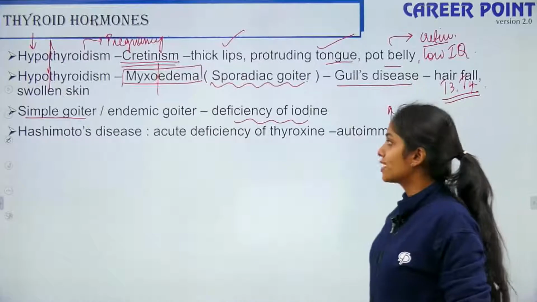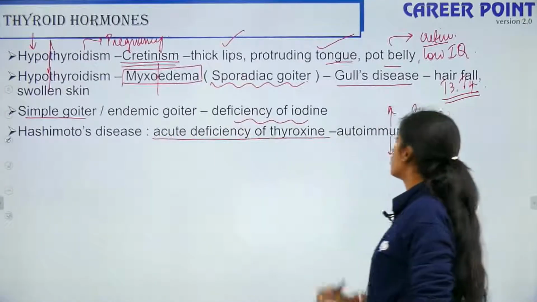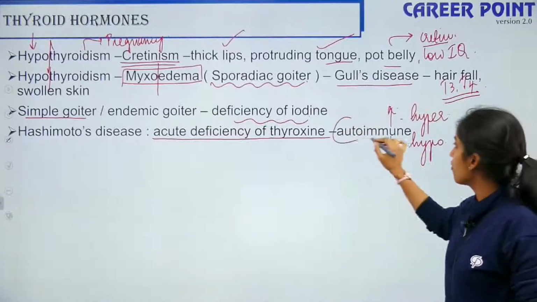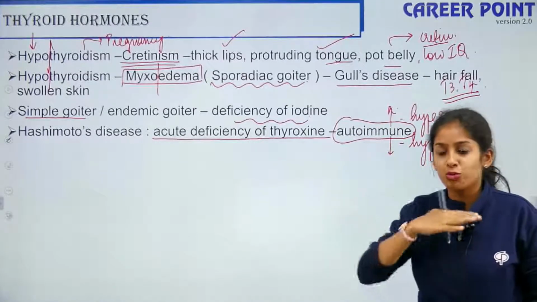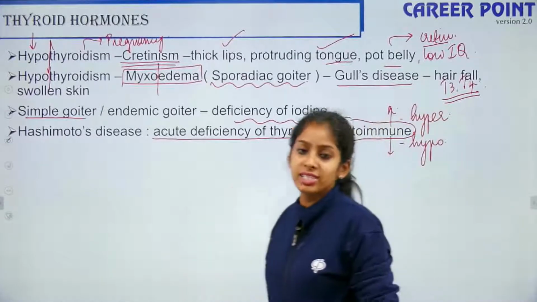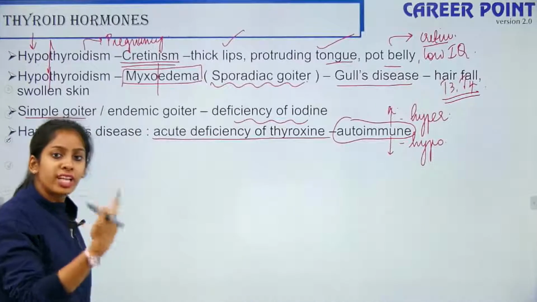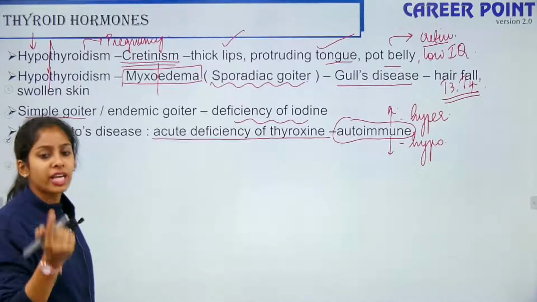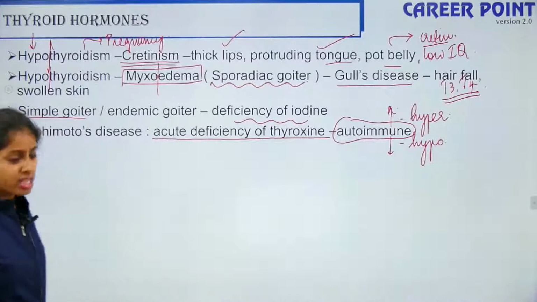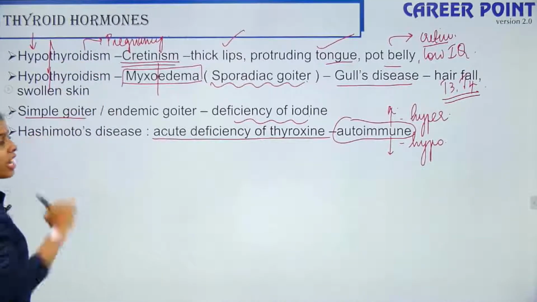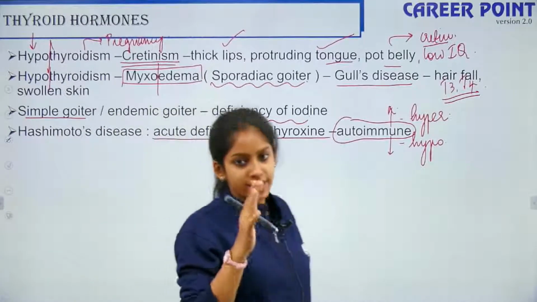Fine? So next one is Hashimoto's disease. This is acute deficiency of thyroxine. It is a type of autoimmune disease. For a prolonged time you have decreased thyroid hormones. If you are not taking any treatment, your immune cells are constantly destroying your thyroid hormones. That leads to Hashimoto's disease. All these are hypothyroid conditions where the amount of thyroid hormone produced is pretty low.